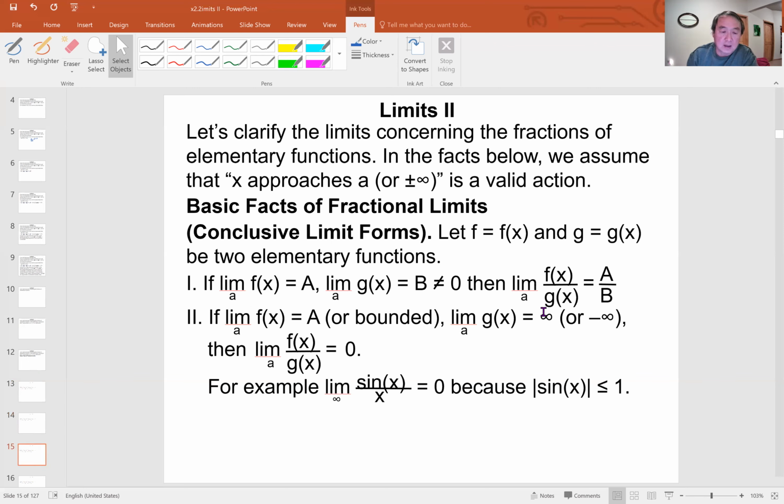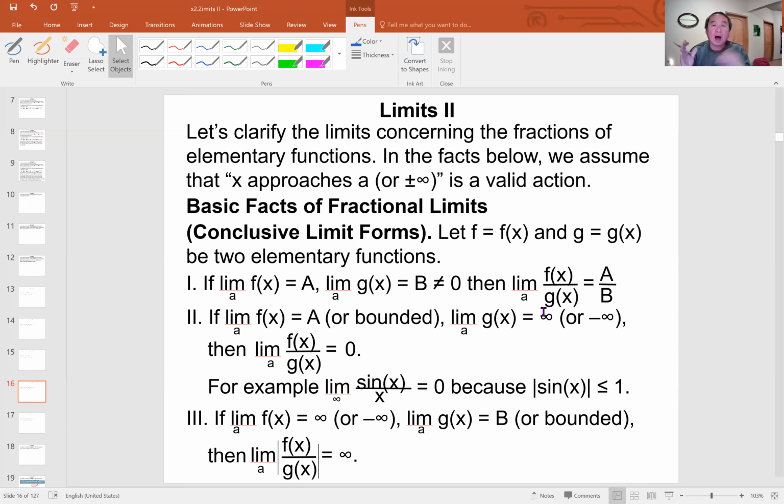Here's an example. The bottom becomes bigger and bigger, and the top stays between 1 and minus 1. So as a whole, the fraction is very small, and the limit is 0. Now flip the fraction around. What happens if the bottom stays bounded, but the top becomes bigger and bigger? If we look at the absolute value of the fraction, so that the fraction is always positive, then no doubt, because the denominator stays but the numerator becomes huge, the fraction becomes very large, and the limit goes to positive infinity.